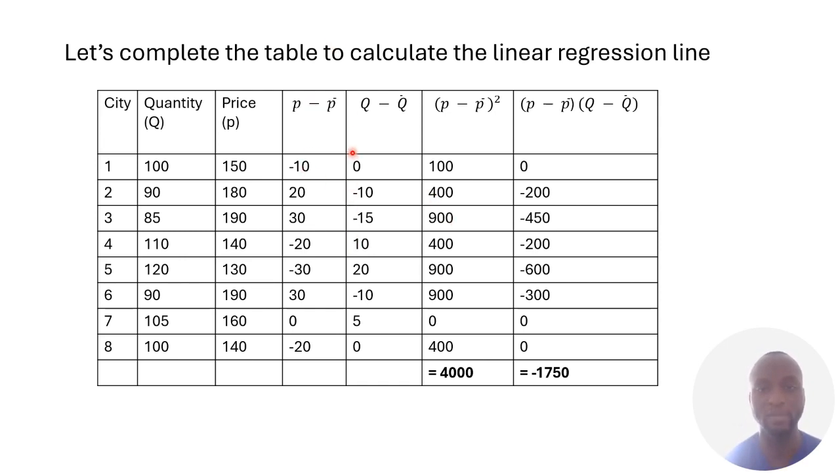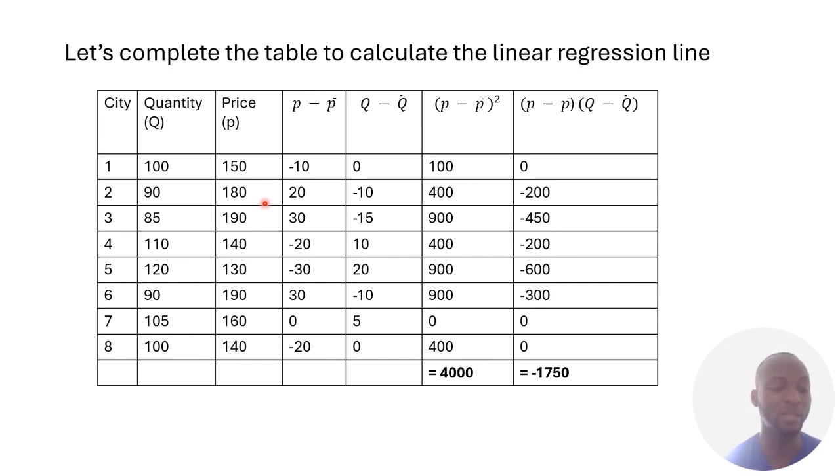You see the next column is P minus P bar. So you look at the price. The first price here is 150. What is our P bar? Remember, it is the average, and our P bar is 160. So 150 minus 160, that is how we got negative 10.